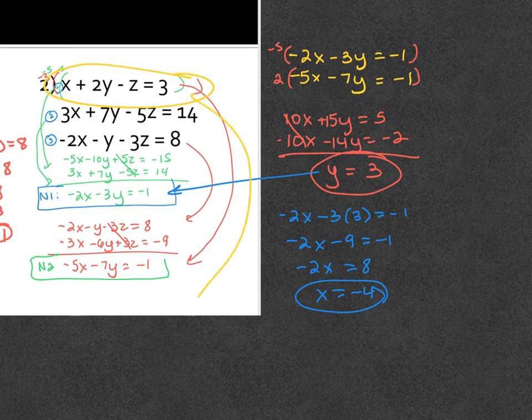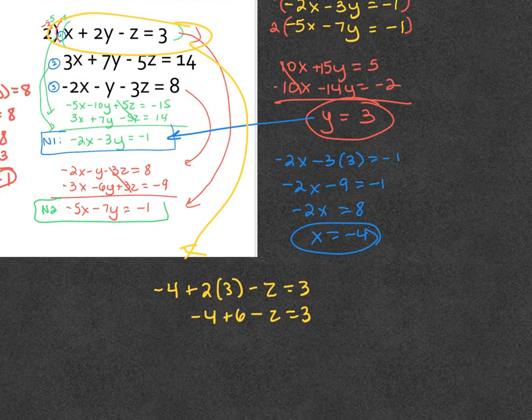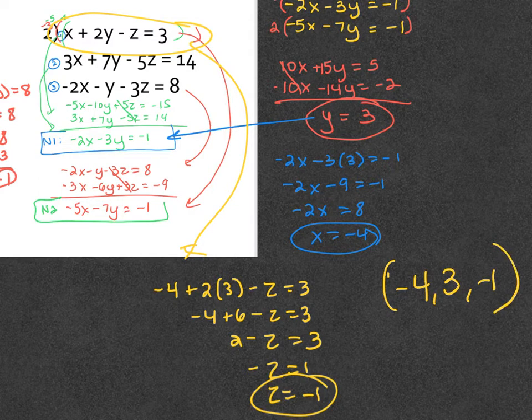And then I need to take and plug them back into one of the originals. So I'm going to grab the first one because that's the least amount of coefficients. X, which is negative 4, plus 2 times y, which is 3, minus z equals 3. And I get 2 minus z equals 3, negative z equals 1, and z would equal negative 1. And then my coordinate points would be negative 4, 3, negative 1.